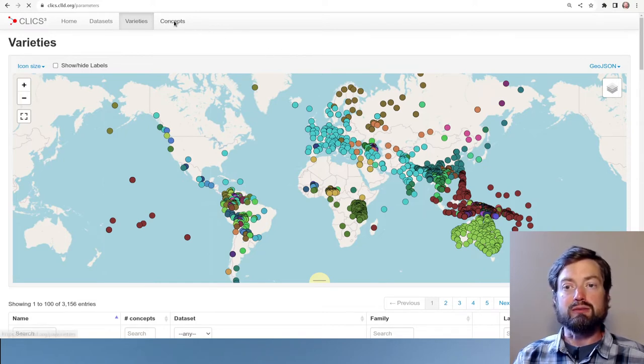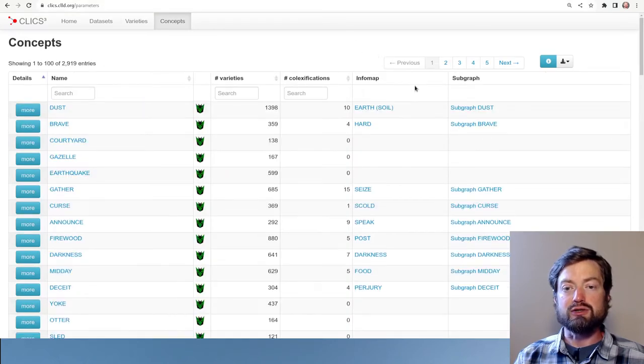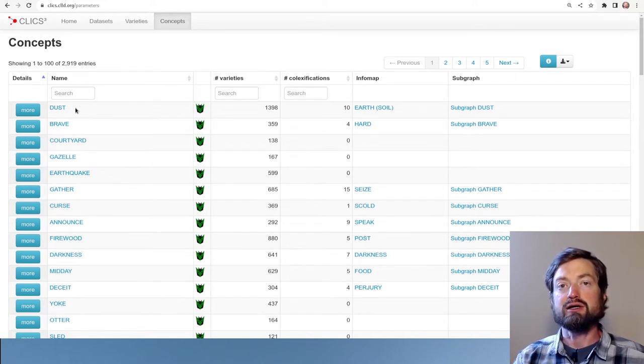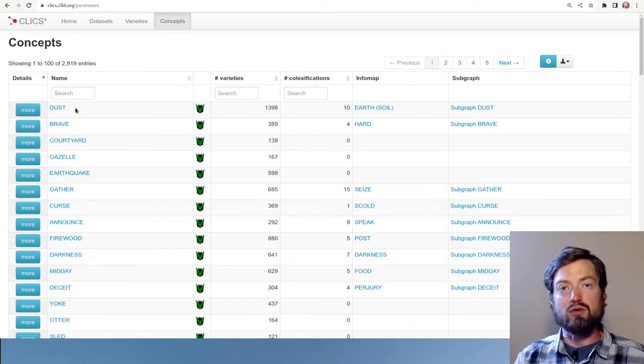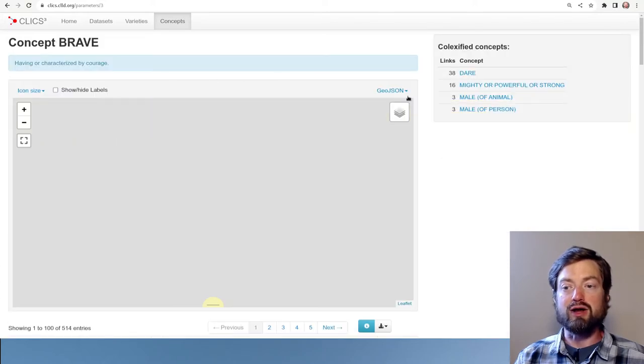Now we get to the main part of the database, which is the list of concepts. Here we see just under 3,000 different concepts. Each of these terms is a different word, you could say, or a different concept, a different idea, a different meaning. In English, each of these meanings is given a different word. But each language represents these meanings maybe in a slightly different way, and many of these meanings are combined into single words. So let's just pick a word. How about the word brave?